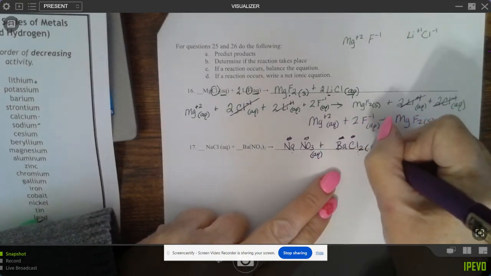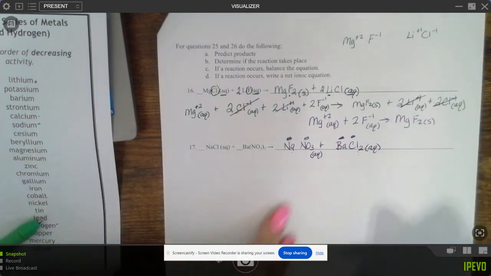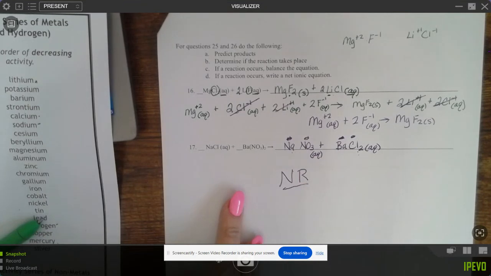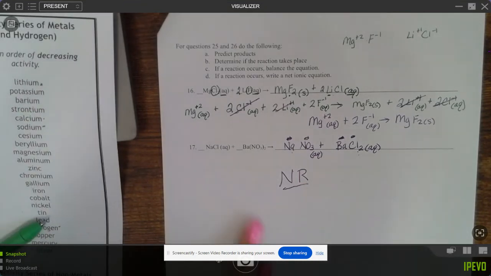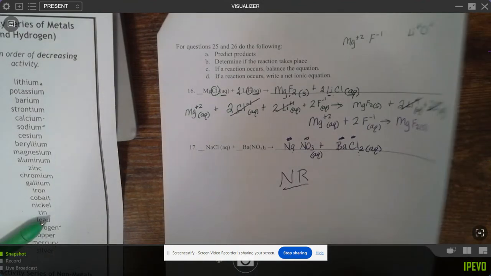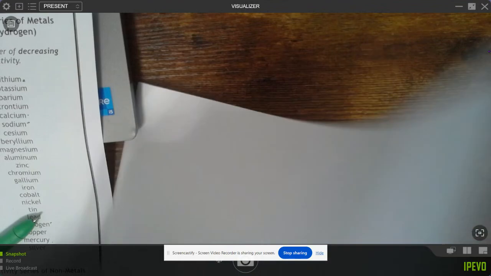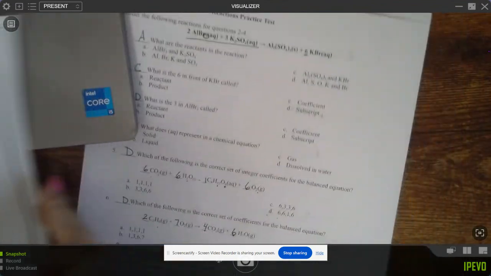So this is aqueous also. When this happens, we don't have to do any more. We don't have to balance it. We don't have to do anything. We can just write in no reaction. So that was a very quick run through, but a run through nonetheless of the practice test.